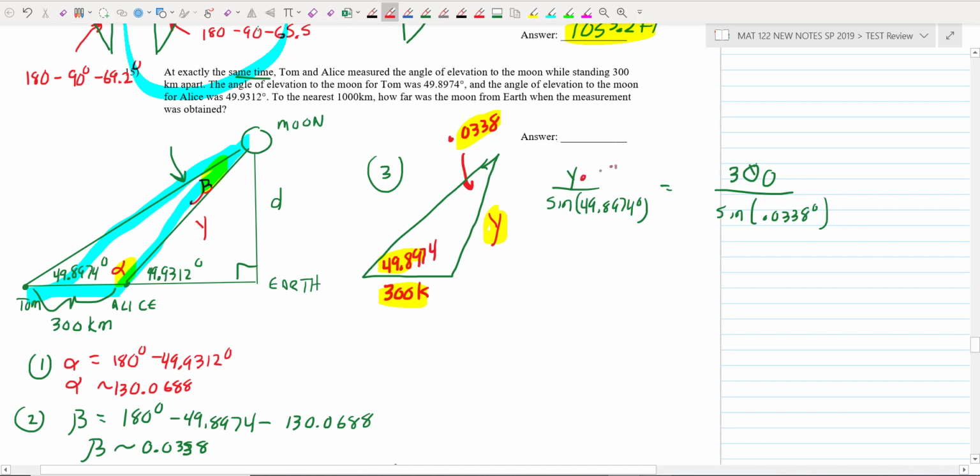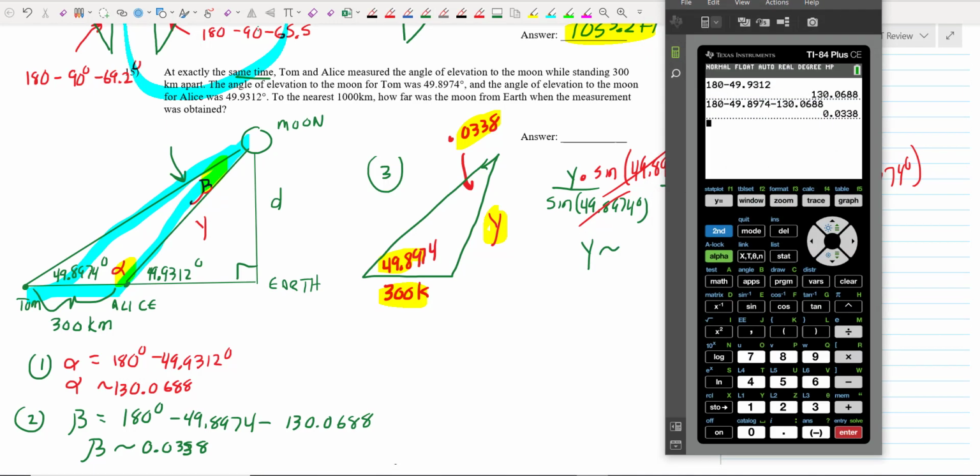So I can multiply by the sine of 49.8974 degrees, sine of 49.8974 degrees. That'll cancel out. Now I'll go to the calculator and I'll have the value of y there.